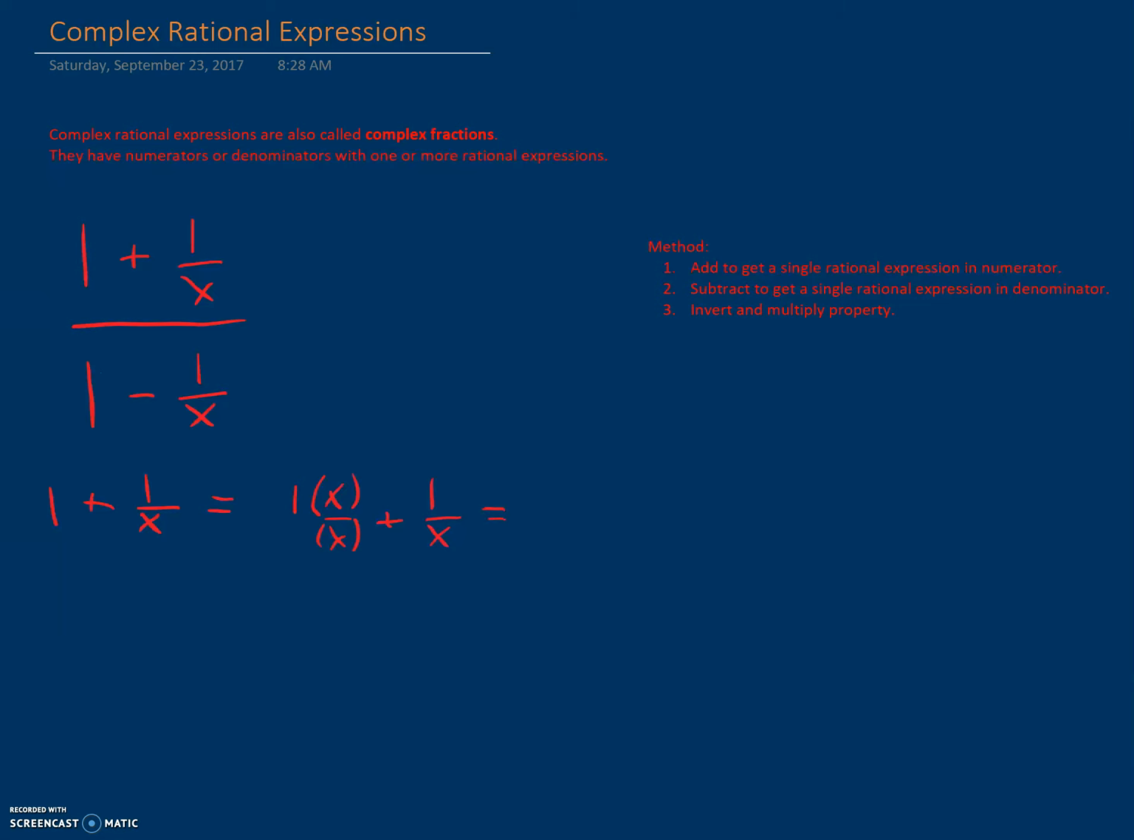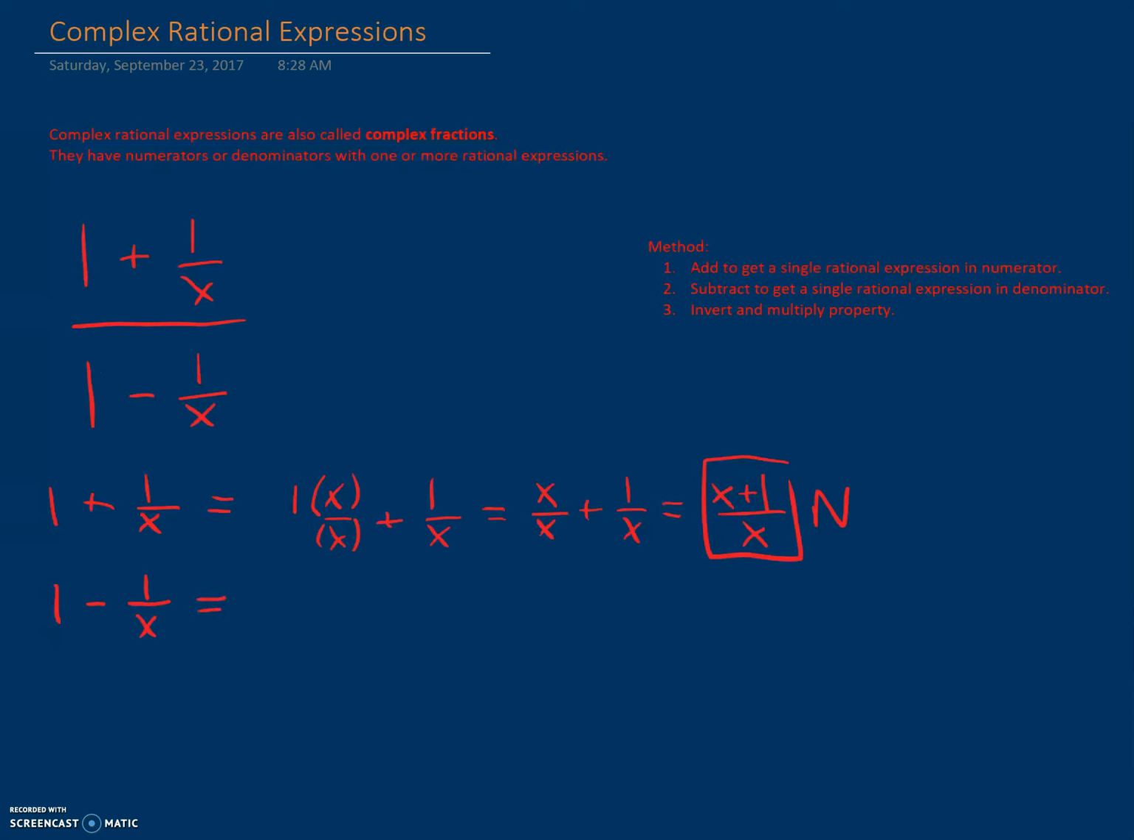And when we do that, we have x over x plus 1 over x. Now we have a common denominator, and in the numerator we have x plus 1 over x. So that's our numerator. That whole thing is our numerator. I'm going to put an n. And then let's do the denominator. This is the second step you see on the side. I'm just noting what we're going to do as a method.